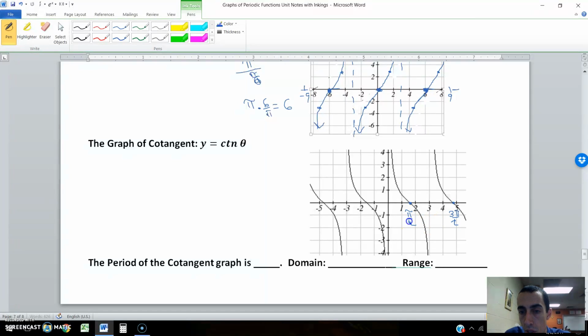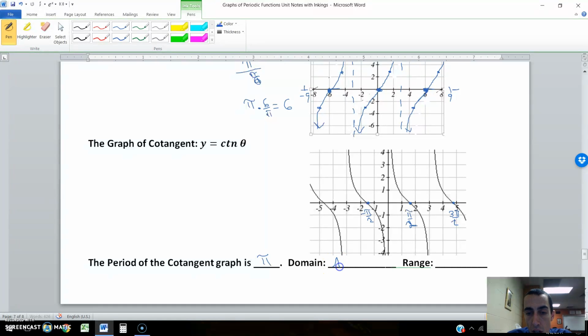I'd like to point out that the intercepts of cotangent are where the asymptotes of tangent are, and vice versa. So we have negative pi over 2 and so forth. So these asymptotes are here. The period of a cotangent graph, it repeats after pi units.